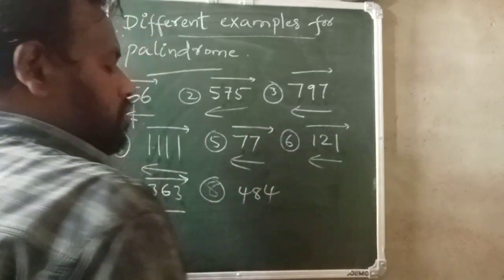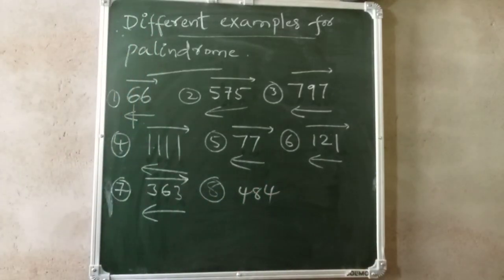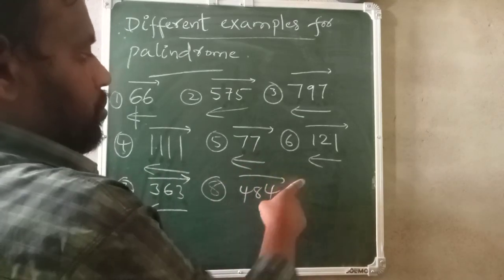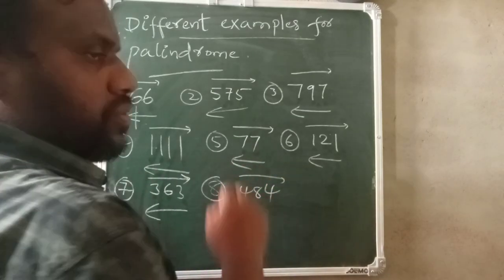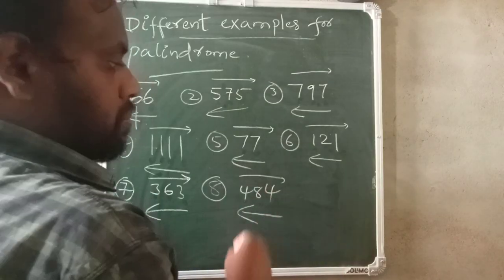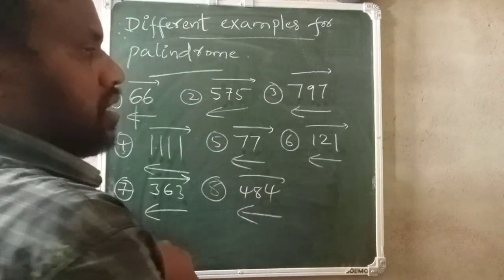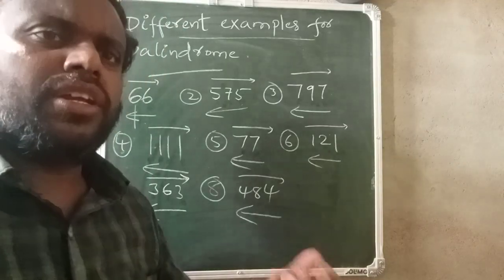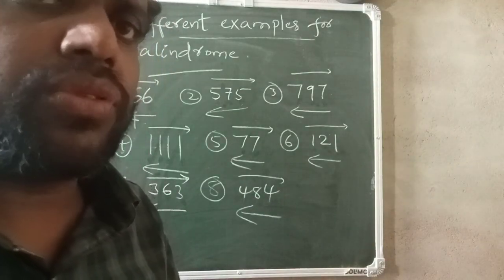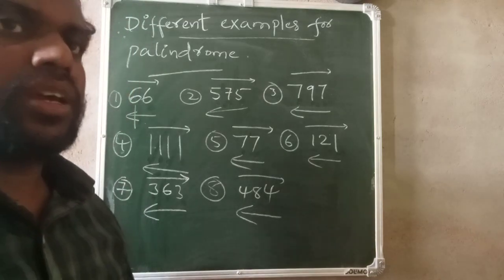So 484. Read in this direction, I mean from left to right. It is 484. Now read in this direction, that is from right to left. 484. In both ways, if you read, the tone is the same. 484. 484. So that's why it is a palindrome.